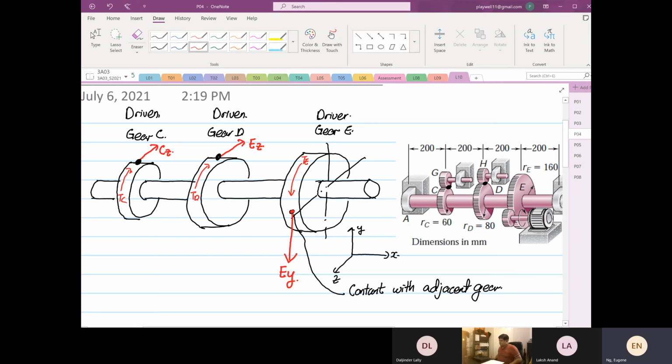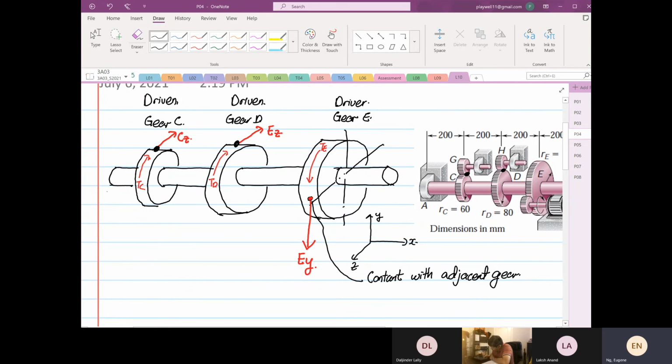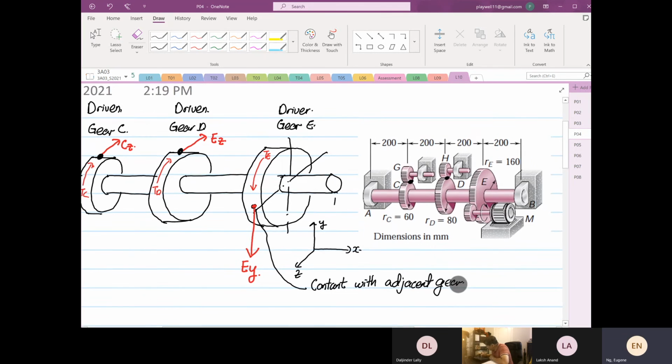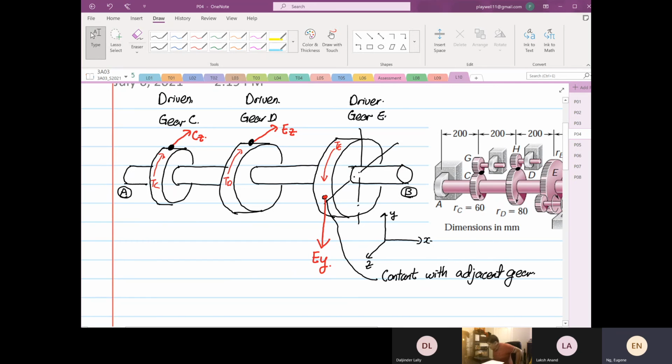Once you have this, it's not over yet. You have to look at your forces at point A and point B. So this is our point A, and this is our point B. We have to know how these forces are acting at point A and point B. So we know there are zero forces acting in the x direction. As I say, we are going to ignore, or we don't have any axle.